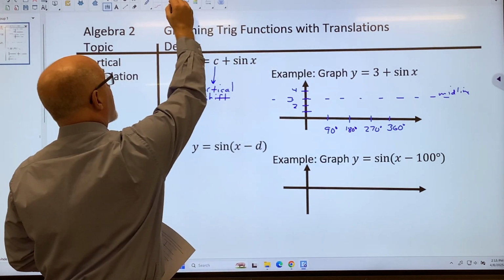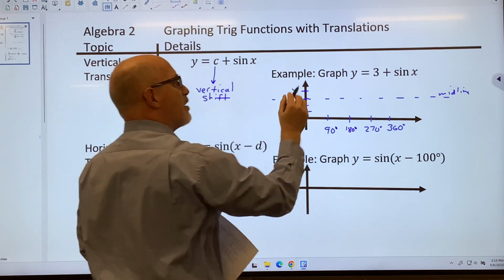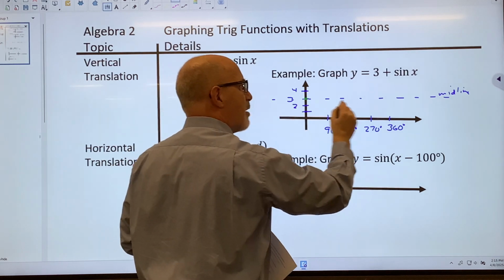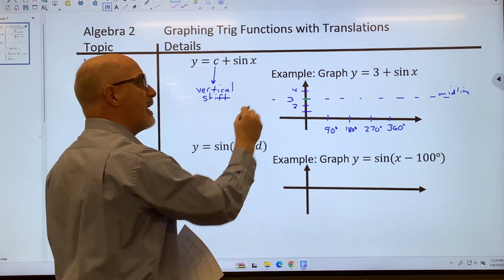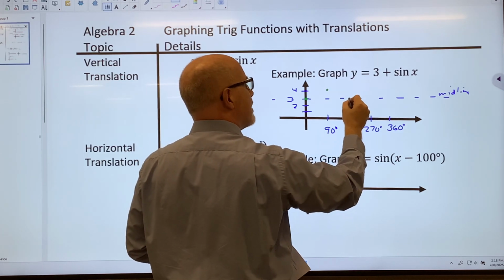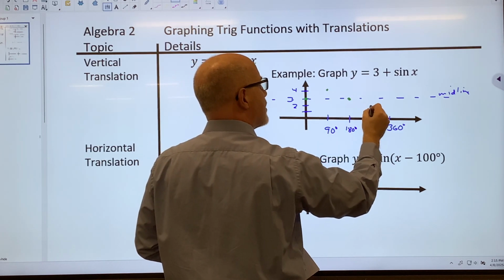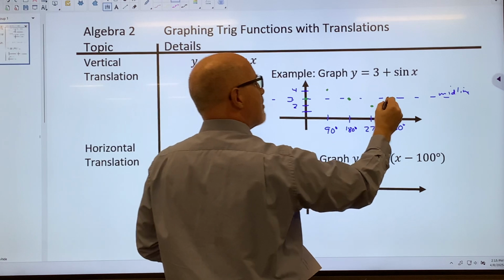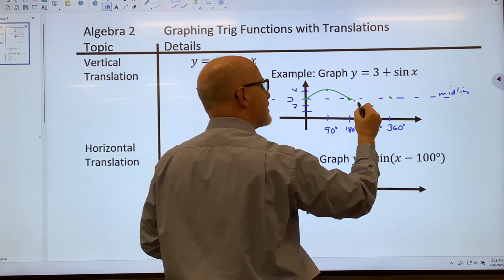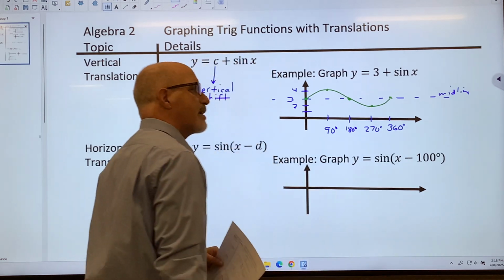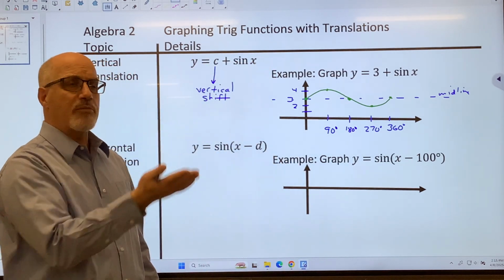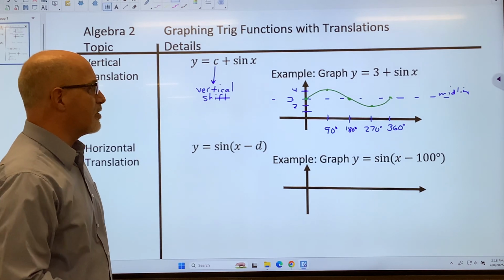And now when I lay out my graph, remember sine starts in the middle, so my new middle is up at 3, that's my new midline, and from there I go up to the top, which is 1 unit above it, back to the midline, down to the bottom, which is down at 2, then back to the midline for the last part, so my graph of sine looks like this. So notice that's the whole sine graph shifted up 3 units, that's a vertical shift.